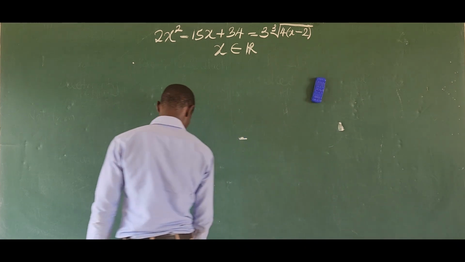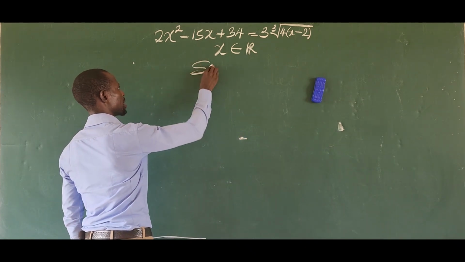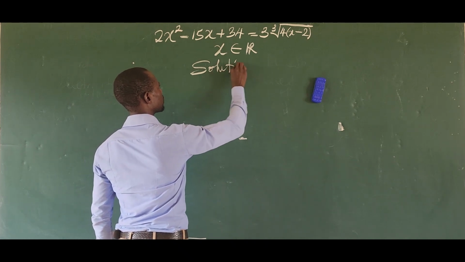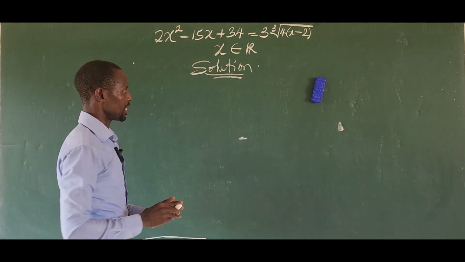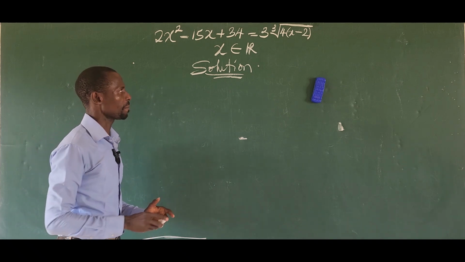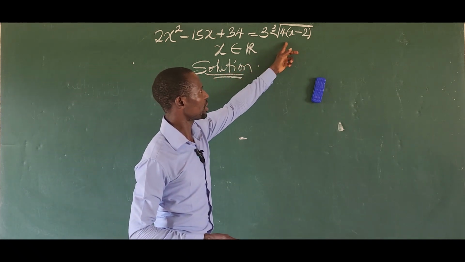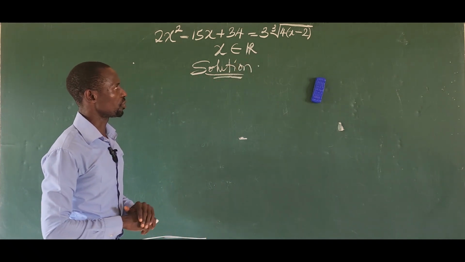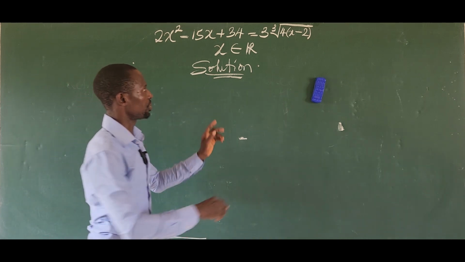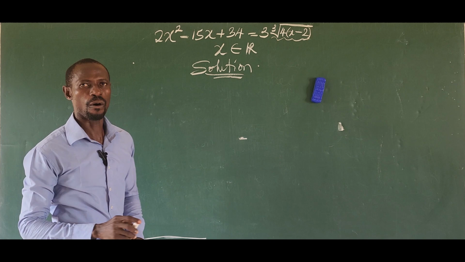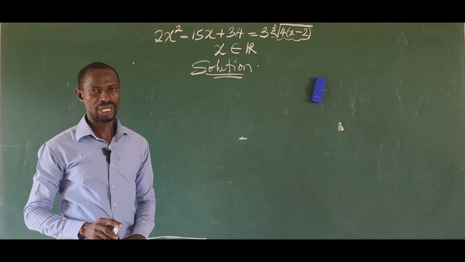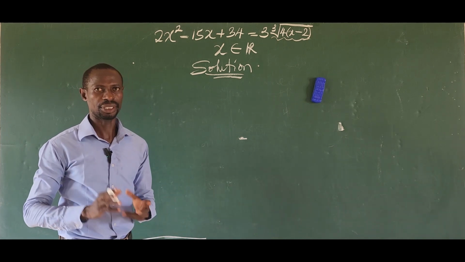So let's take the solution here. The step we're going to apply here is a very simple one. Now look at this side of the equation. We want to make a substitution for just this quantity here, the cube root of 4 into (x minus 2). That is what we want to make a substitution for.